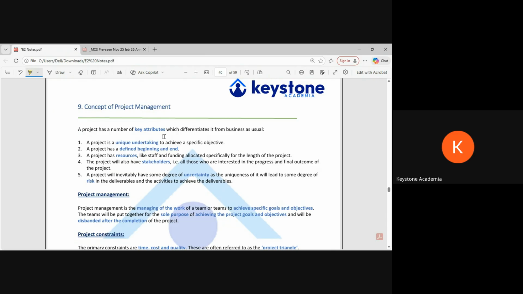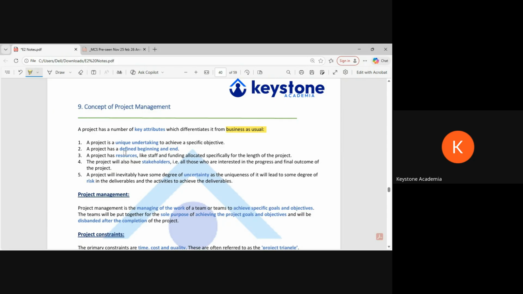The project has a number of key attributes which differentiate it from business as usual. It's specific. A project is a unique undertaking to achieve a specific objective. We must have heard so many times, if you want to be a business leader, you have to be a problem solver. Why? Because we don't know what kind of problem will come. Every project is unique. If it is the same thing as usual, then we'll not face a lot of problems. We have policies, we know how to get over it. But in a project, we'll have new challenges. Why? Because it's unique. It's different.